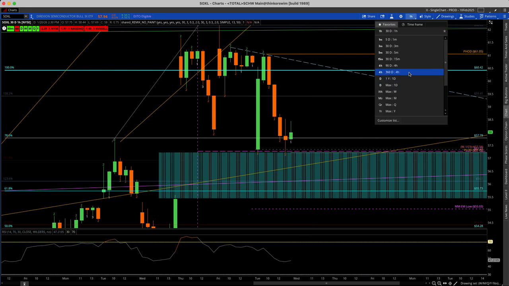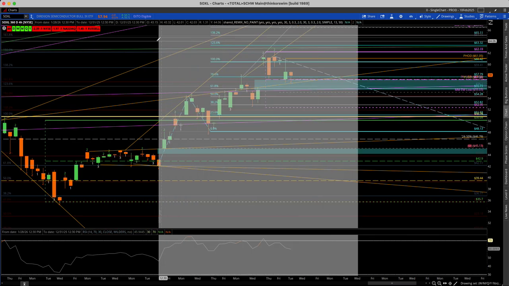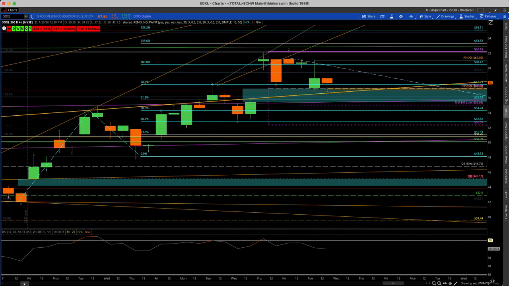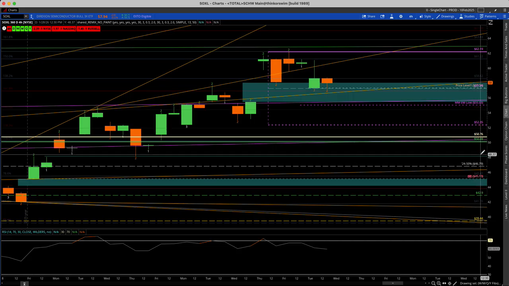If we look at the 4 hour, we're not quite in a downtrend yet. Right, we're obviously coming from, let's get a cleaner chart out here. There we go.